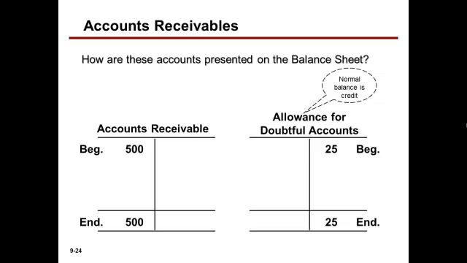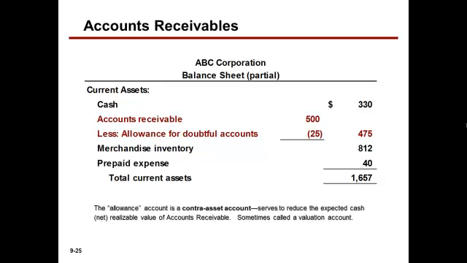How are these accounts presented on the balance sheet? Accounts receivable on the left, a main asset account. Our allowance for doubtful accounts on the right, with a credit balance. That's the normal balance for that allowance account, that contra asset account, a credit balance. Here we have receivables of $500, and we had a previous estimate of $25 that might not be collected from that $500 main asset. On the balance sheet, we present our accounts receivable in the current asset section, and we reduce it for $25, the allowance for doubtful accounts.